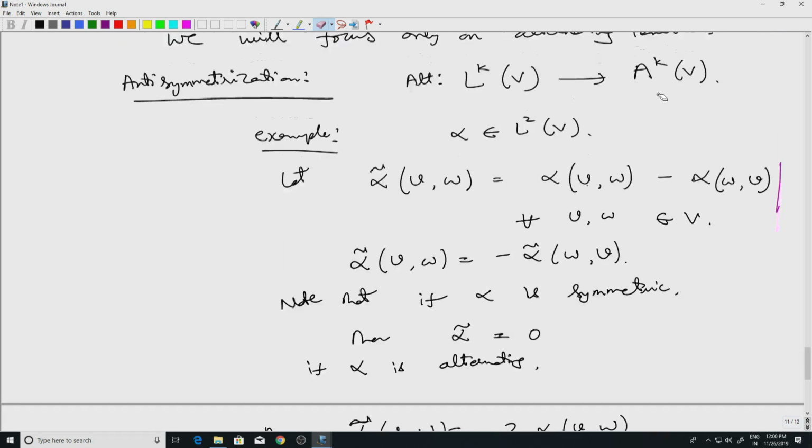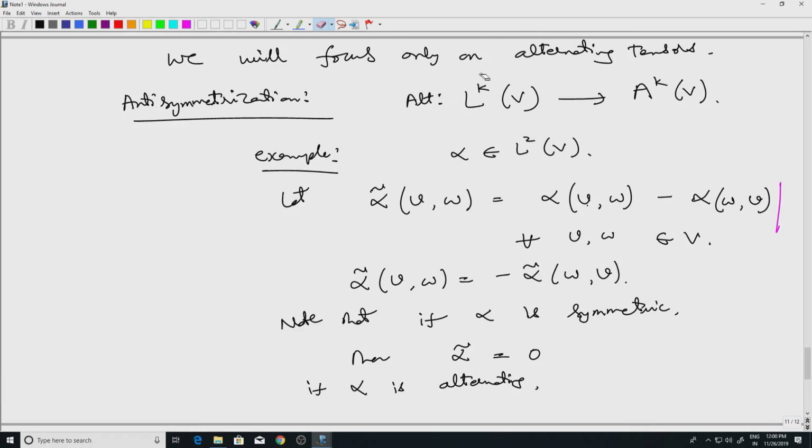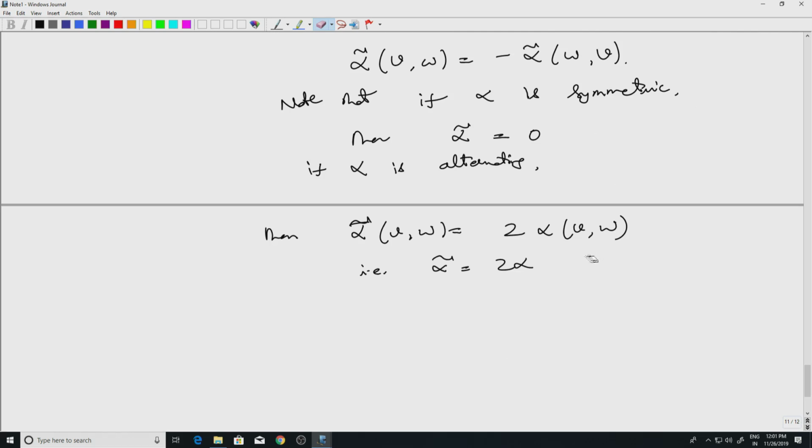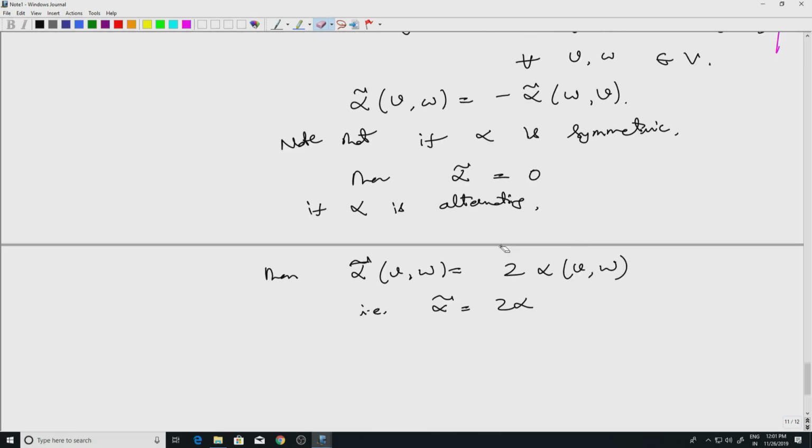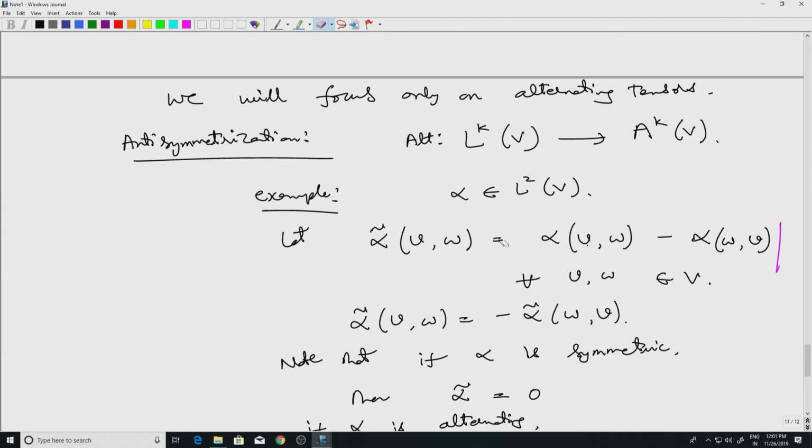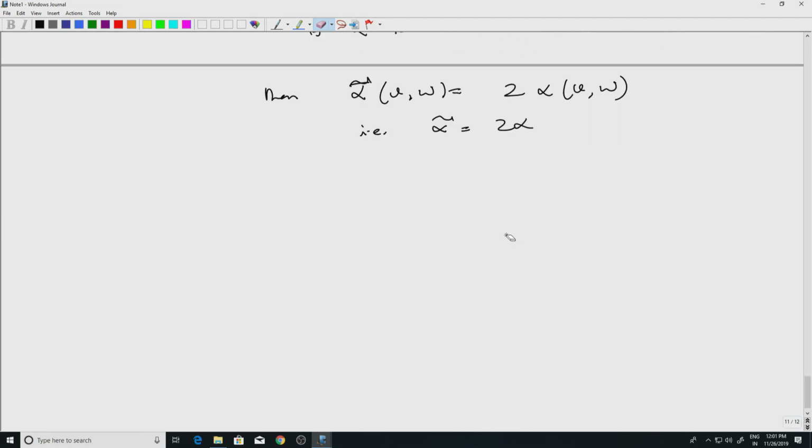So ideally, I would like to have a map that starts with any multilinear K form and ends up with an alternating K form. And this should have the property that if whatever I start with is already alternating, then it should not change, except for this constant of 2. There is a way of going about it that is called antisymmetrization.